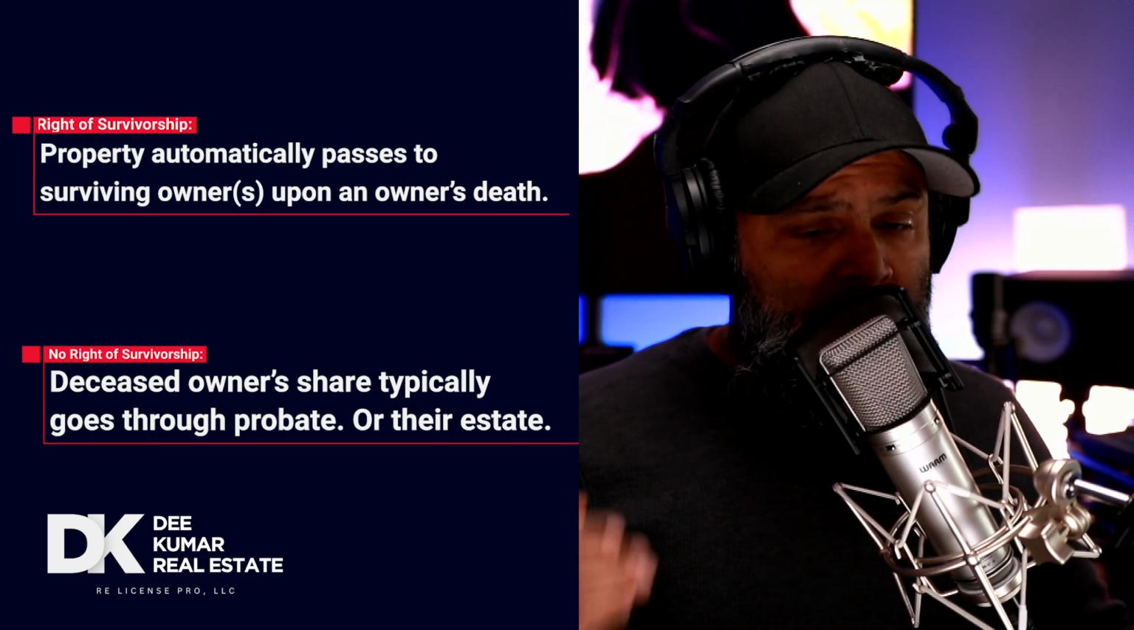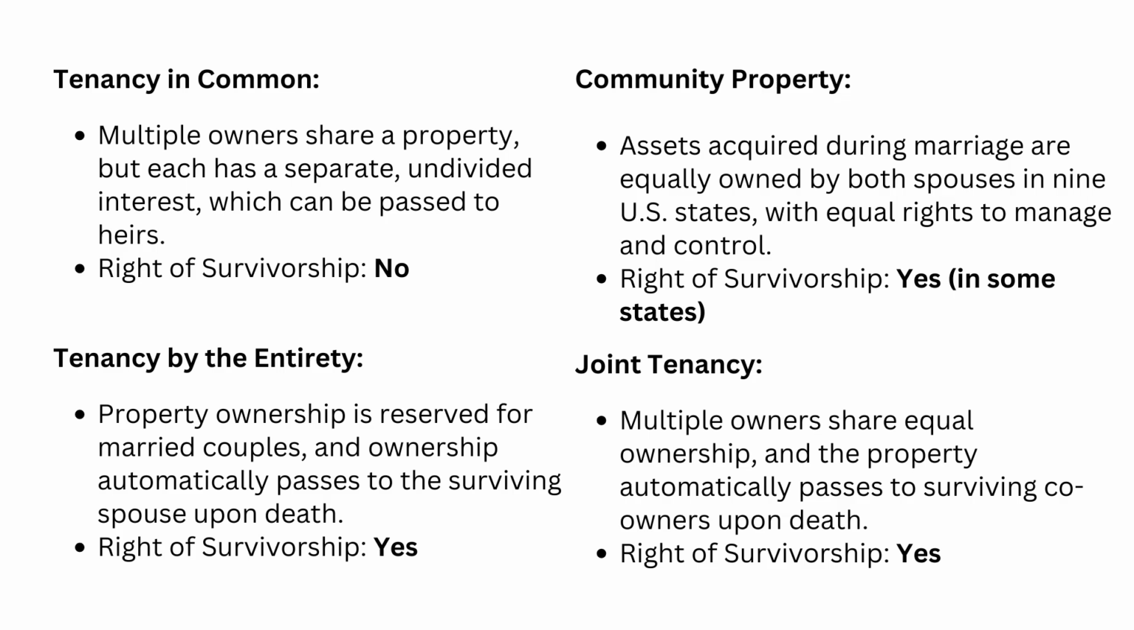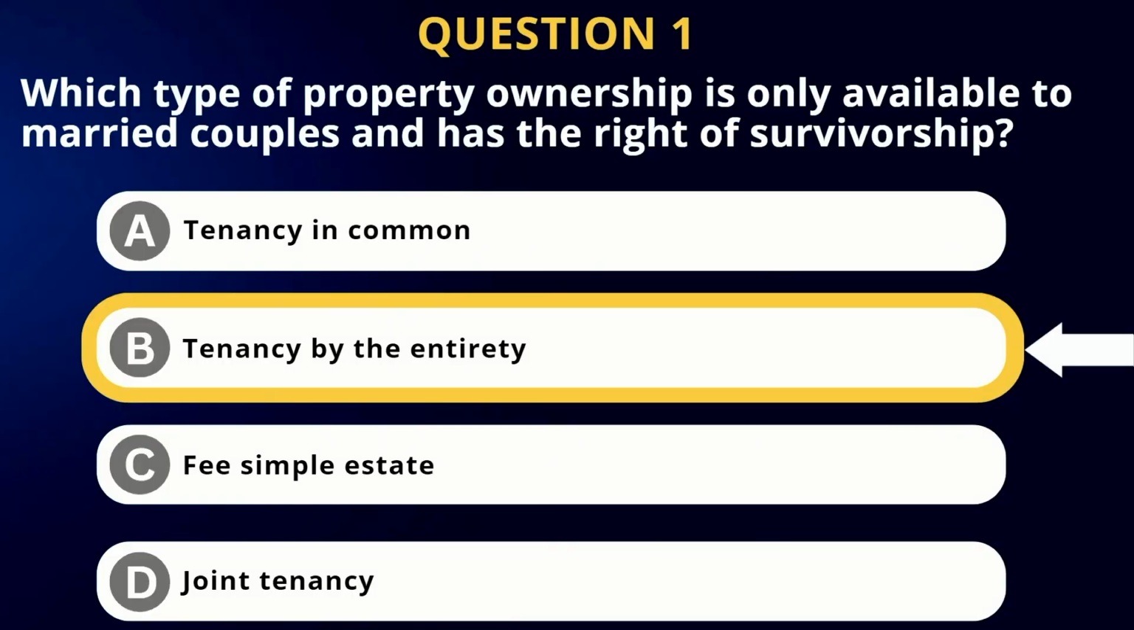So you want to know these for sure. Married couples, tenancy by the entirety. Entirety means one. So the concept here is that a married couple isn't considered two people. They're considered one entity that owns the property 100%. Okay, tenants by the entirety. Great question to start you off. Let's get on to the next one.